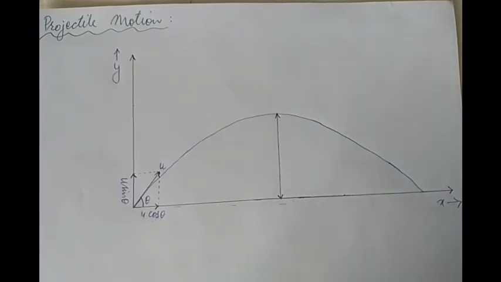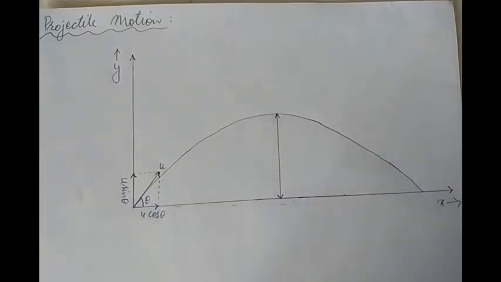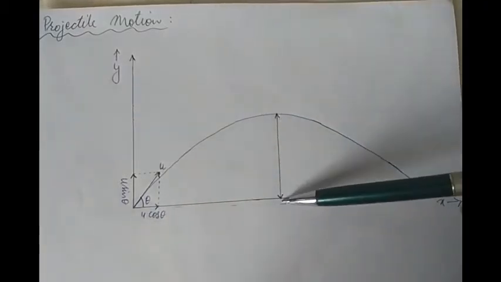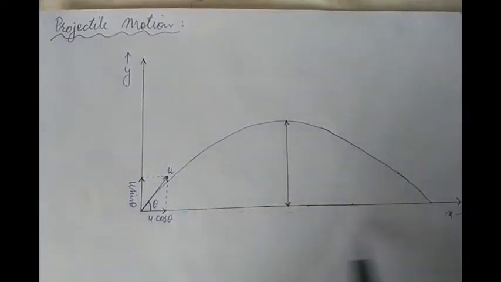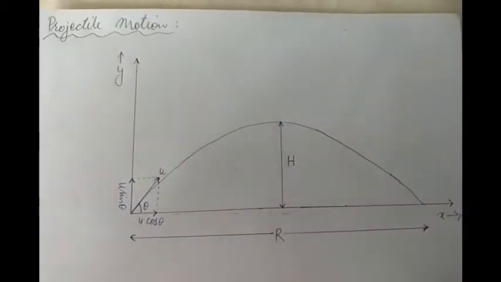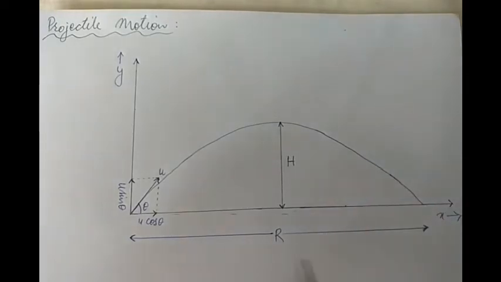So do remember, this horizontal component u cos theta of the velocity has no role whatsoever for the body to travel this vertical distance. Likewise, the vertical component u sin theta has no role whatsoever when it comes to this body traveling the horizontal distance. Now say h is the maximum vertical height traveled by the projectile and R is the horizontal distance that the projectile travels. R is also called the range of the projectile.